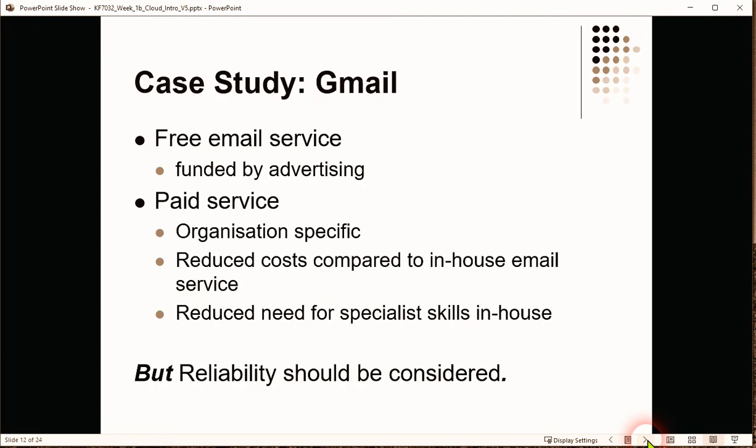So for example, here's a software as a service case, Gmail. I could have used Outlook 365 equally. Well, Gmail initially is free, funded by advertising, but if you're an organization and you want to use Gmail, you would get an independent or your own email service which is paid for centrally. Compared to hosting an email service in-house, the costs are greatly reduced. You don't need to depend on specialist in-house skills, and you don't have the hardware and software maintenance issues.